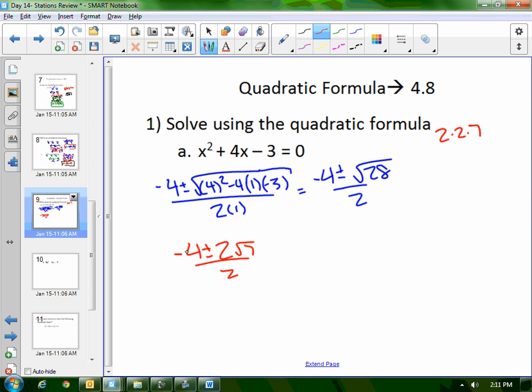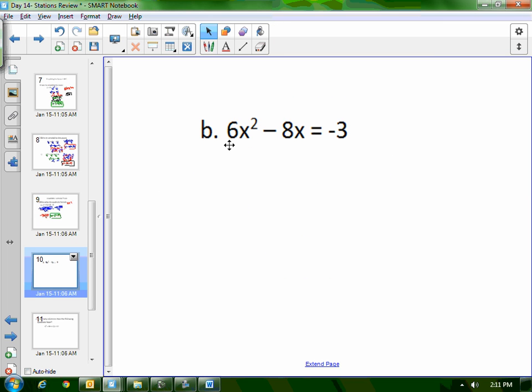And now I can go ahead and distribute. Negative 4 divided by 2 will be negative 2 plus or minus 2 divided by 2 is 1 radical 7. So my answers are x equals negative 2 plus or minus radical 7. Awesome. Let's try another one.